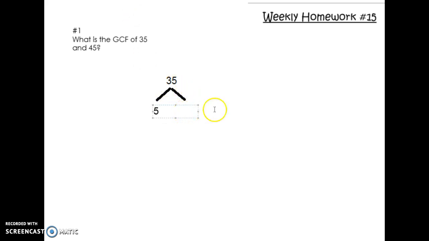Well, we know 5 times 7 can go in there, and you keep breaking it down until you get to your prime numbers. Once they're prime, you circle them, right? And these two numbers are prime. Then you would do the same thing for 45. Find two numbers that go into that make 45, and keep breaking it down until you get to prime numbers. Then you're gonna figure out which ones are in both numbers and pull those out.